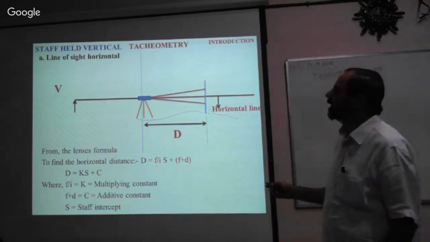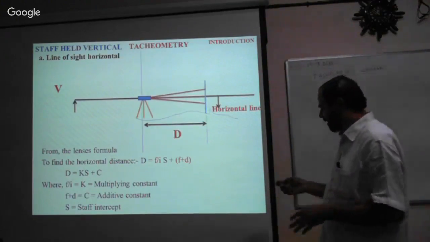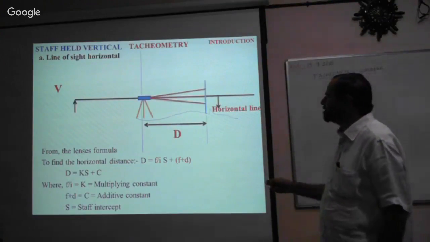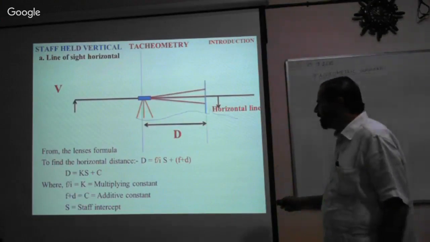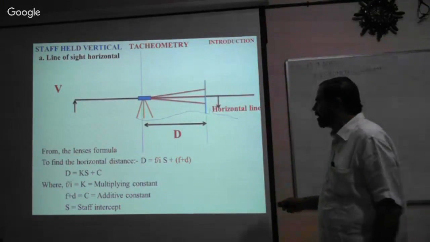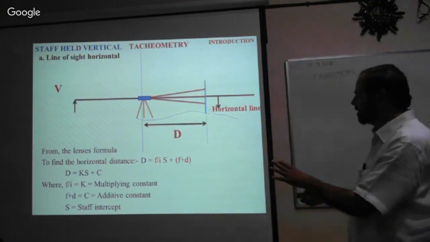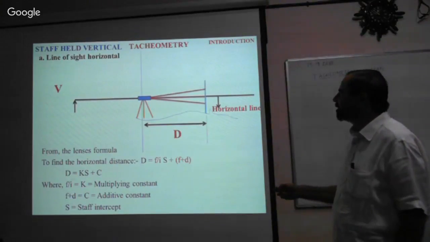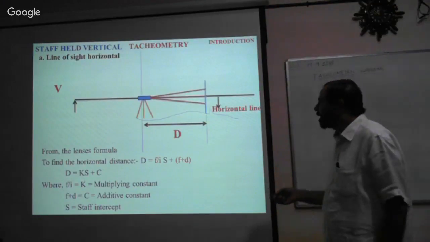Now, the staff is held vertical and the line of sight is horizontal. This is the simplest method. Through this we can calculate the horizontal distance and the elevation by employing the lens formula, D is equal to (f/i) times the staff intercept plus (f + d). Now the first job is over. This is the first method of calculating elevation and distance when the staff is held vertical and the line of sight is horizontal. Now we'll see the second case.